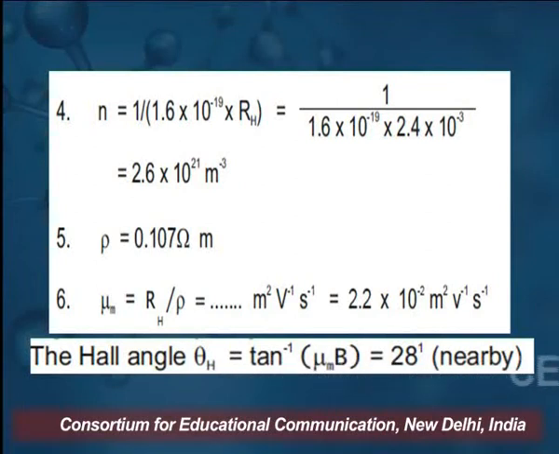Now the N concentration we can find out. We put the value, and N is equal to 1 by Q into RH, where Q is 1.6 into 10 to the power minus 19, and we put the value of RH, 22.6 into 10 to the power 21 meter to the power minus 3. Then rho, the resistivity, we can find out, that is 0.107 ohm meter. Then mu is the mobility, RH by rho, we put this value, and here the value will be 2.2 into 10 to the power minus 2, and the Hall angle, that is theta H. So we can find out the Hall angle also.